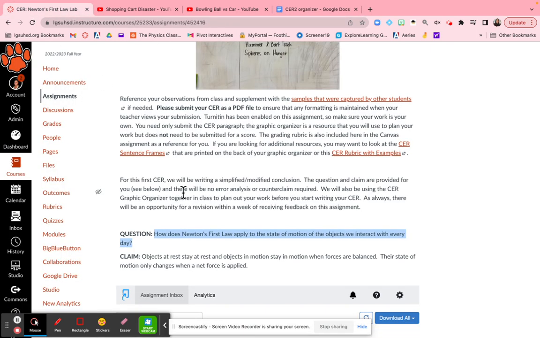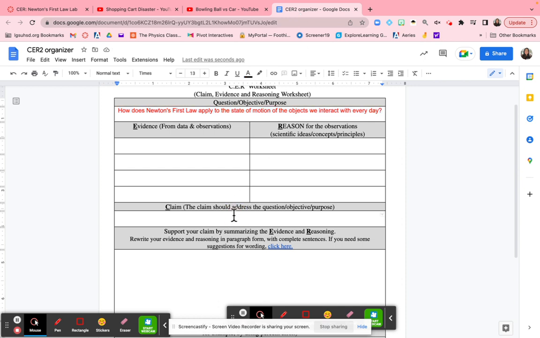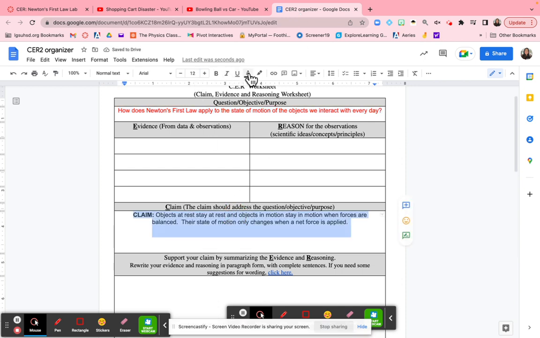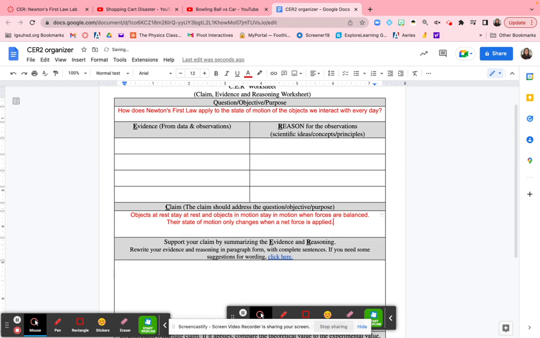I'm going to take the claim as well and copy that into the claim in my CER, and I'm going to remove this part of it. So it's Newton's first law that an object stays at rest and objects in motion stay in motion when forces are balanced. Balanced meaning that there are no larger forces acting on an object to make it move forward or accelerate or to slow it down and stop an already moving object. The state of motion only changes when a net force is applied.